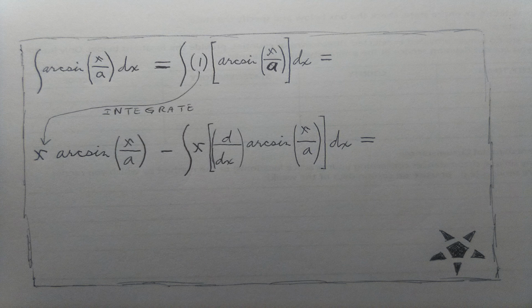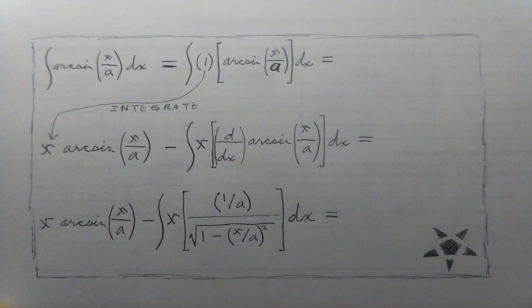For the second part of the expression, we subtract the integral of 1, which is equal to x, times the derivative of arcsine of x over a. This derivative is equal to 1 over the square root of 1 minus the quantity of x over a squared, with the entire quantity multiplied times 1 over a.